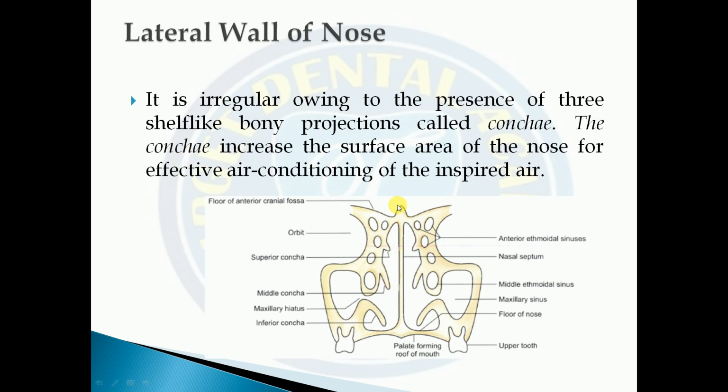Coming on to the lateral walls. These are the lateral walls. This is the nasal septum, this is the lateral wall. The lateral wall has 3 shelf-like bony projections, which are called conchae. The function of the conchae is to increase the surface area of the nose for effective air conditioning of the inspired air. These are the three shelf-like bony projections.